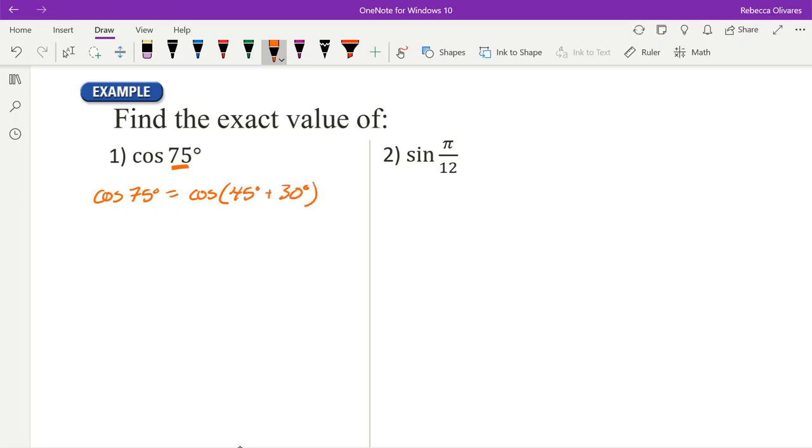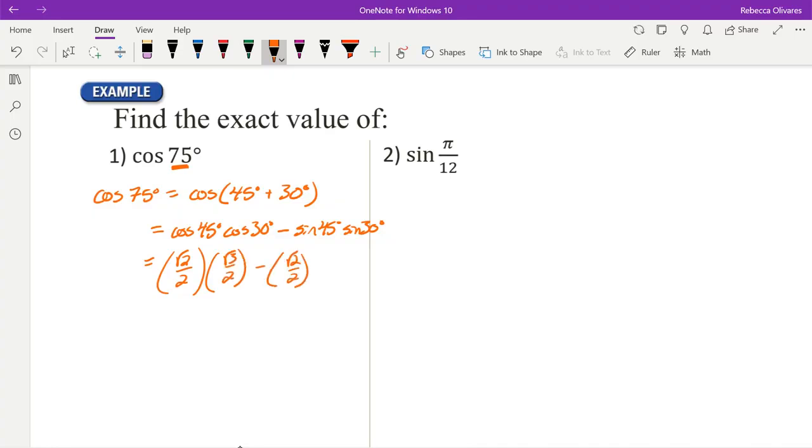So that's our cosine sum identity. We're going to flip over to the formula, and that's going to be cosine of the first angle, so cosine of 45, times cosine of the second angle, so cosine of 30, minus sine of the first angle, so sine of 45 degrees, and then sine of the second angle, so sine of 30 degrees. From the unit circle, cosine of 45 degrees is root 2 over 2. Cosine of 30 degrees is the square root of 3 over 2, minus square root of 2 over 2, and then sine of 30 is a half.